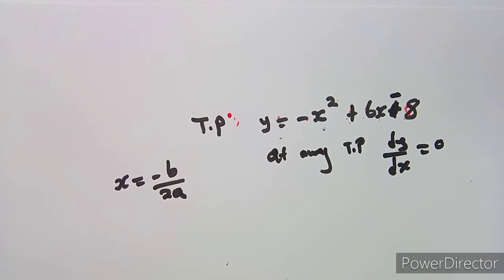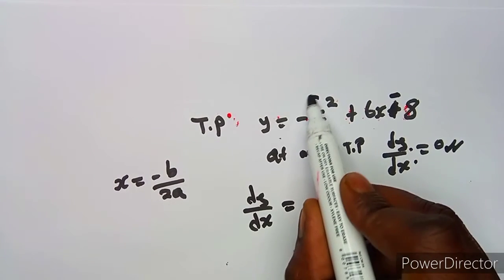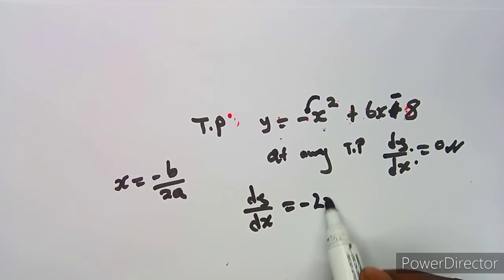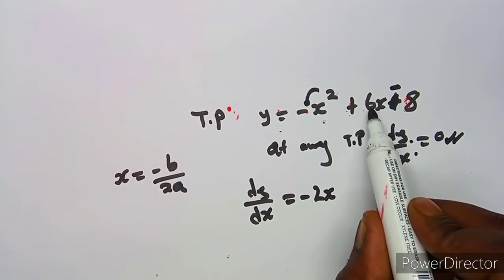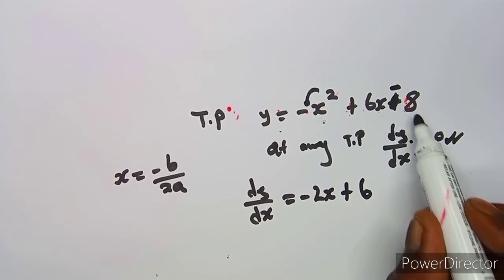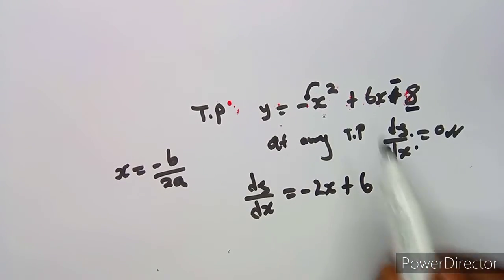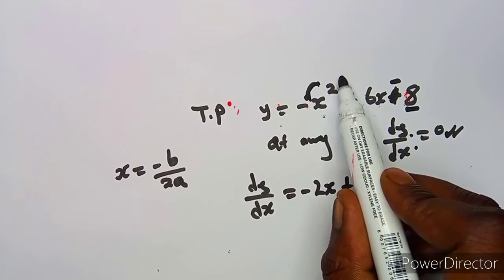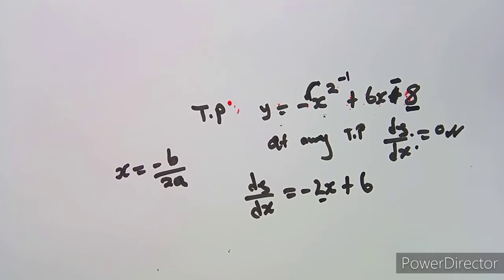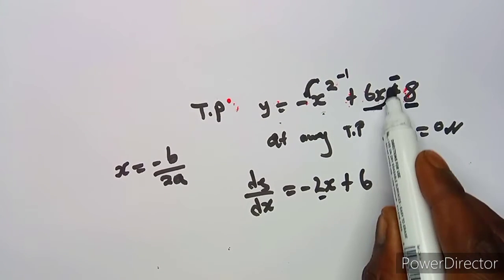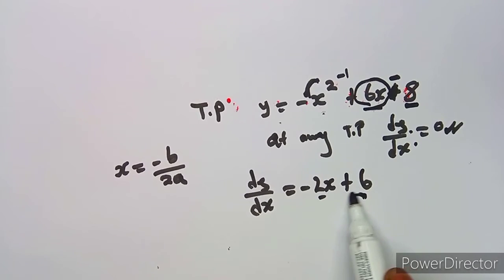The first derivative is equal to 0, since it's one and the same thing. So that's dy/dx equal to 0 at any turning point. So let's quickly find our dy/dx here, which is going to be negative 2x plus 6. And the constant gives us a 0. So take note, we multiply, then we subtract 1. So that's going to be negative 2x. And remember, a linear expression, you obtain a constant, which is a 6 like that.